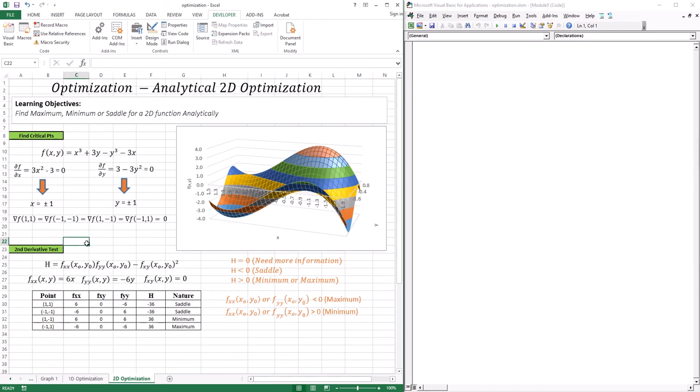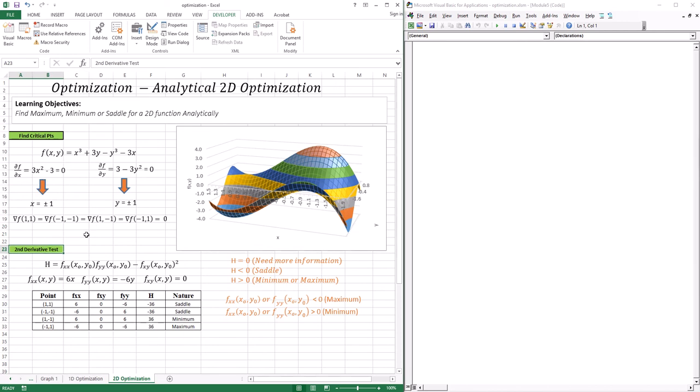So now we need to classify each as a maximum or minimum, and since we're dealing with a 2D function, we have another type of point that it can be, which is a saddle. Now, as you can see in this graph, we have a maximum here, a minimum here, a saddle here, and a saddle here. So those are the 4 points that we solved for here.